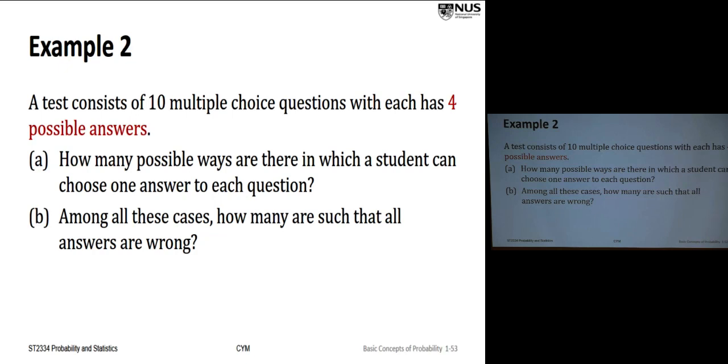So this one is straightforward. We have 10 multiple choice questions. So it's like we have 10 experiments. Each one, we have four outcomes, all right, 4 possible answers. So how many answers are there? So n1 equal to 4, n2 equal to 4, up to n10 equal to 4. Because we have 10 multiple choice questions. Each multiple choice question is considered as one experiment. And there are 4 possible outcomes because there are 4 possible answers. So multiply them together, that will give you the number of possible ways to answer it.